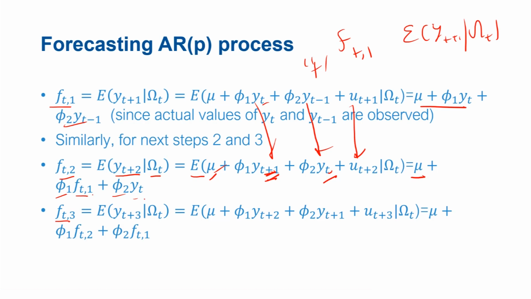If we compute the third step forecast, which is the conditional expectation of yt plus 3 at time t, we add another 1 to the subscript, so it becomes yt plus 2, yt plus 1, and epsilon t plus 3. The expectation operator will give us mu here, but now yt plus 2 will be nothing but ft comma 2, which was computed in the previous step, and yt plus 1 will be ft comma 1, which was computed in the step before.